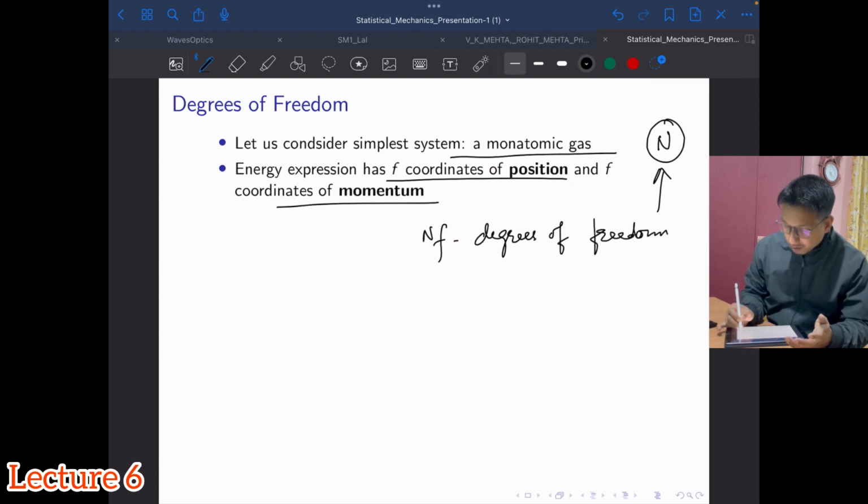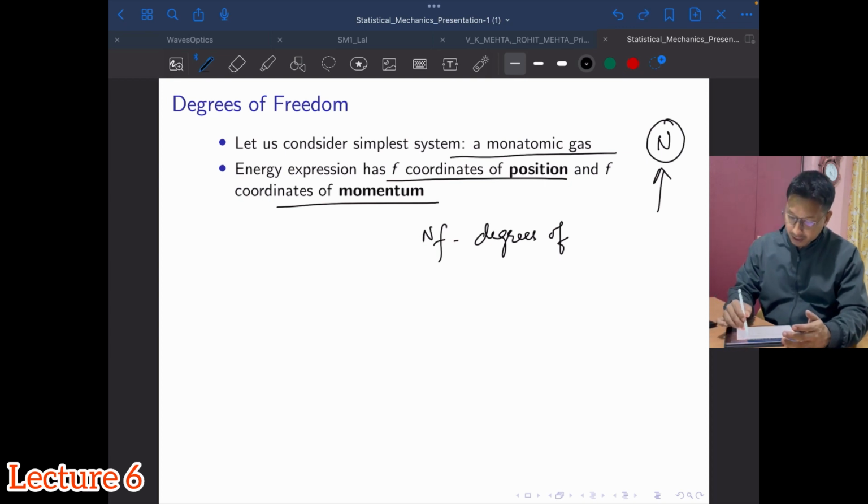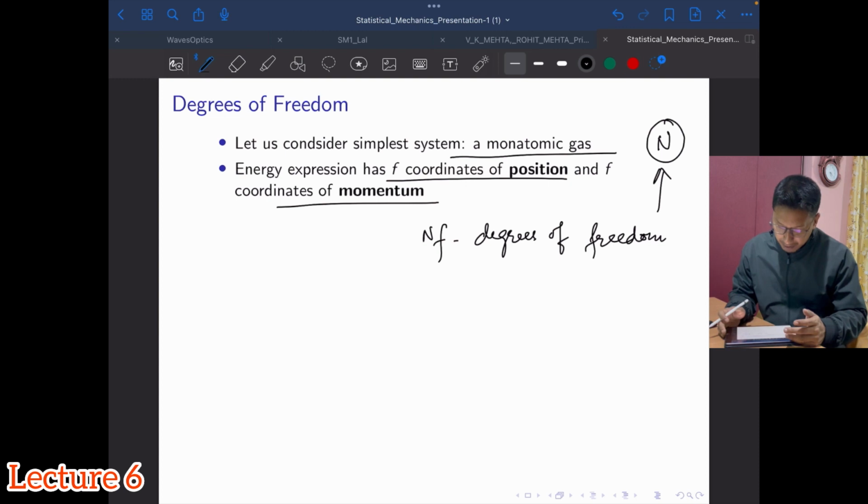Assume these particles to be non-interacting, that is, independent particles, and classical particles. So what you need to think about here is that if the system has nf degrees of freedom, it means there are n particles and the energy expression has f coordinates for the position, and similarly f for the momentum.